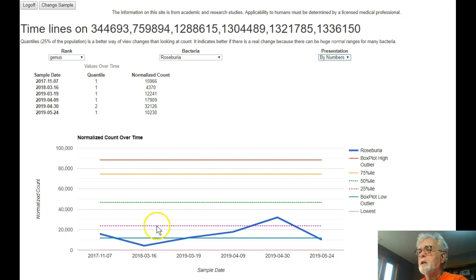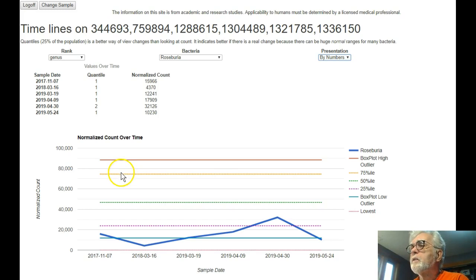The thick blue line is what your actual values are. Up top, the very top line is the box plot high outlier. I don't put a max value on the chart for one very simple reason. The max value here could well be 500,000, which means everything else on the chart disappears to a very thin area at the bottom. I instead go for the box plot outlier, where generally if you're outside that, you are likely an abnormal case. So here we have that nice solid red line.